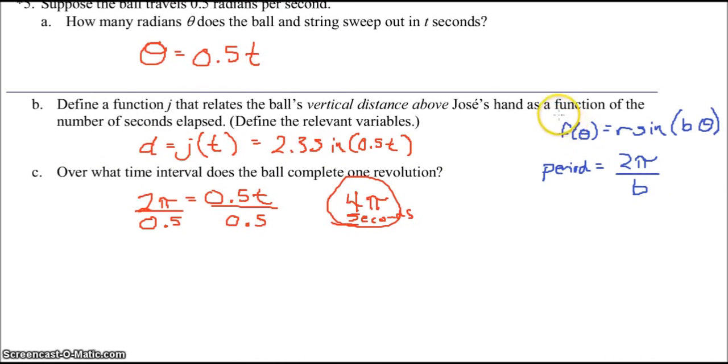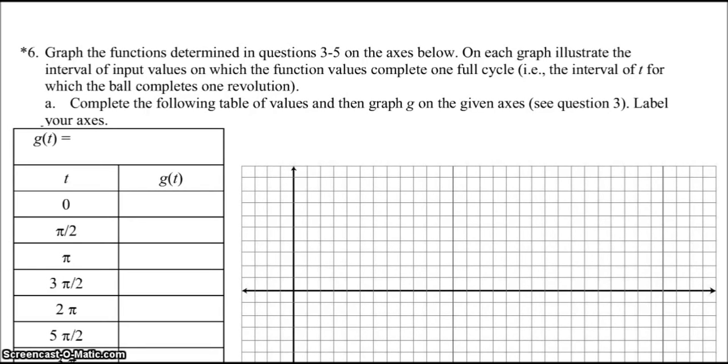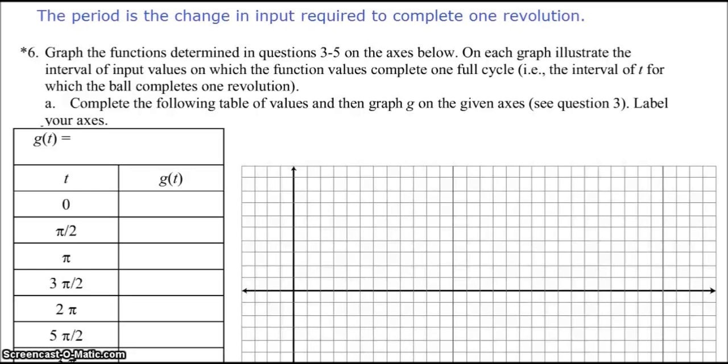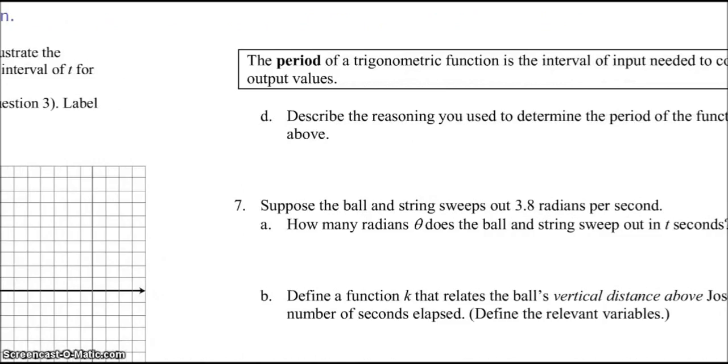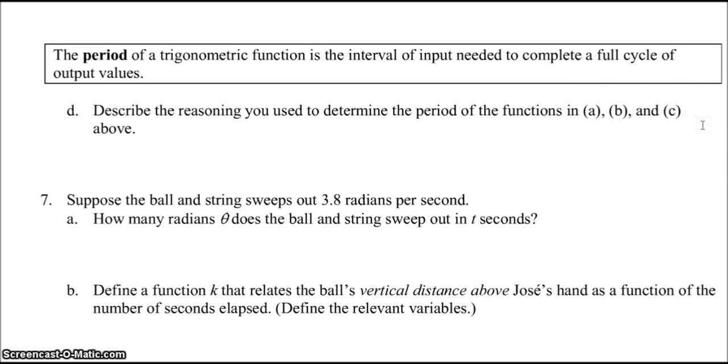So if you were in a standard precalculus class, you guys would really be drilling this probably. And again, our definition of the period is the time it takes to complete one revolution, or the change in input required to complete one revolution. Oh look, I think there's a definition of period over here. The period of a trigonometric function is the interval of the input needed to complete a full cycle of output values. So once those output values start to repeat the same pattern as before, that's your period. You can think of the sine and cosine functions. Once they start to repeat the same general pattern, if you measure that interval of the input, you find the period.